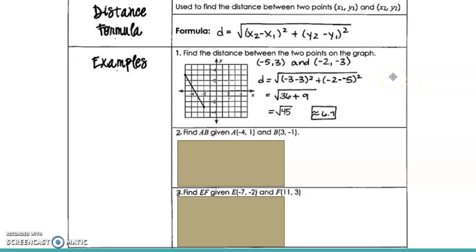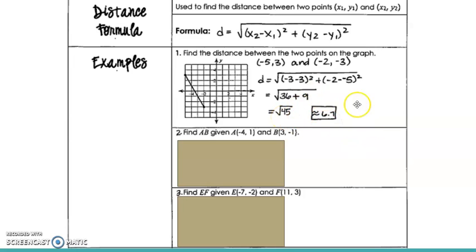When we do that, we have to make sure that we are following order of operations underneath our square root. So we do want to do each set of parentheses first. -3 minus 3 gives me -6. Then -6 squared gives me 36. When I do -2 minus -5, that does become +3. And then +3 squared is 9. When I add them together, I get a square root of 45.